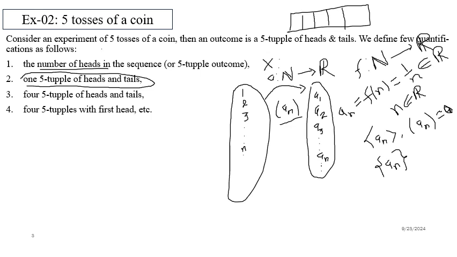X is a map from sample space to R, and hence X is a random variable, and X is observing values. What value will X observe? X will observe values from omega X. What are those values? Number of heads. So in the 5-tuple, what would be the number of heads? 0, 1, 2, 3, 4, 5.